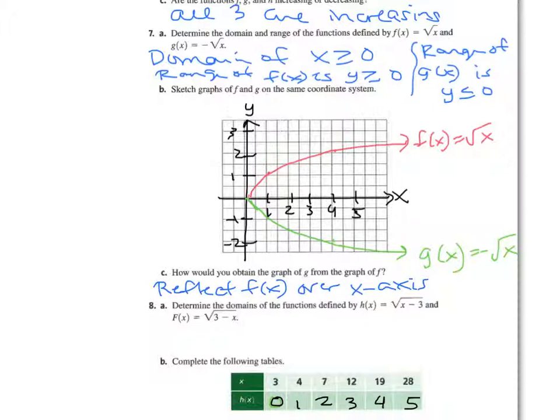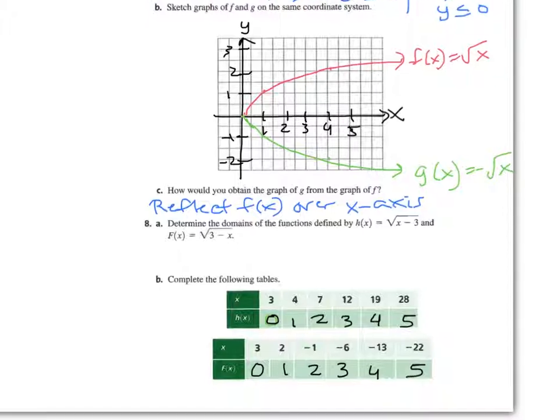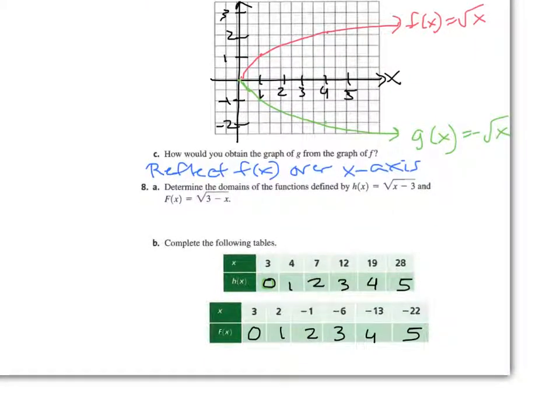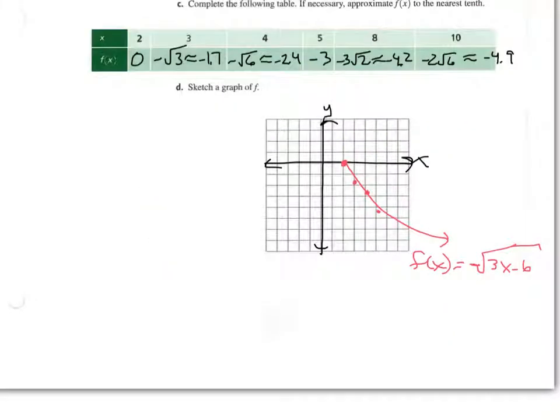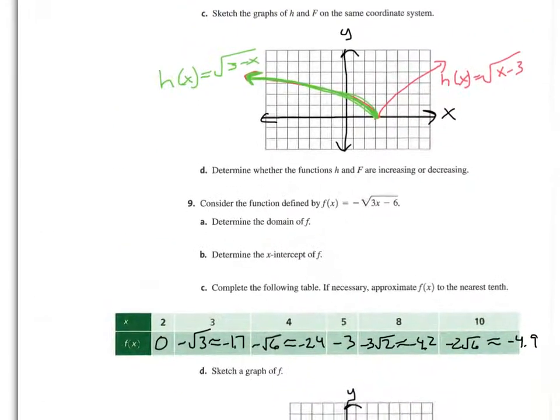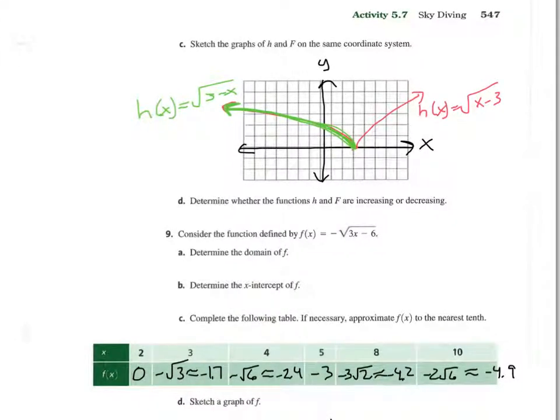Okay, so I'm going to let you look at these next two. Try number 8. I want you to fill in the table. I actually already have it filled in. And I'm going to let you try to find 8a, the domain of that. Sketch those graphs. Take a few minutes and try those. Sketch each one and look at the relationship.